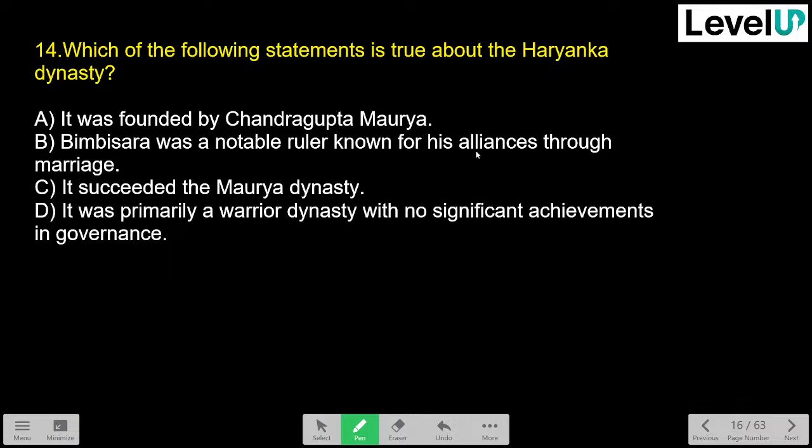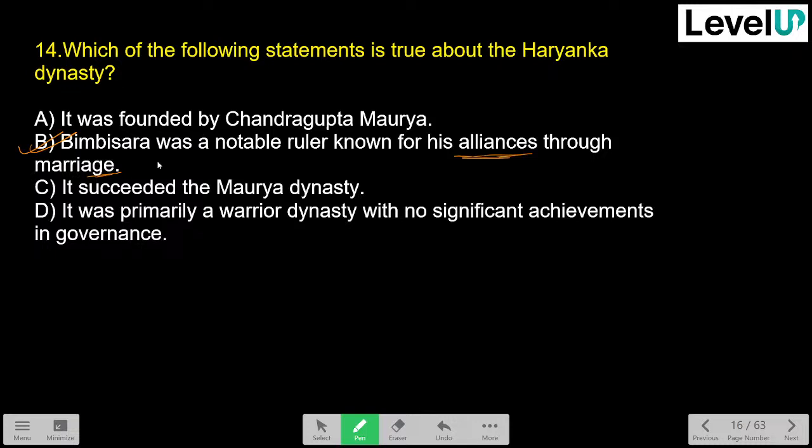Question number 14. Which of the following statements is true about the Haryanka dynasty? We have already gone through the Haryanka dynasty, so what will the right answer be? Bimbisara was the notable ruler known for his alliances through marriages. The first ruler of the Haryanka dynasty was Bimbisara, and he used to form alliances through marriage.